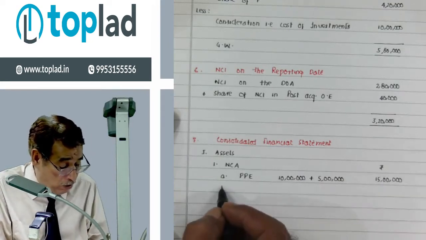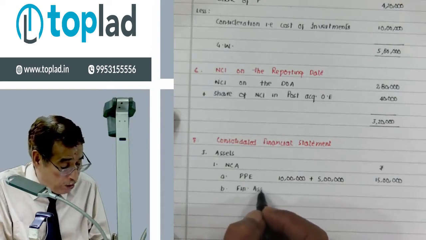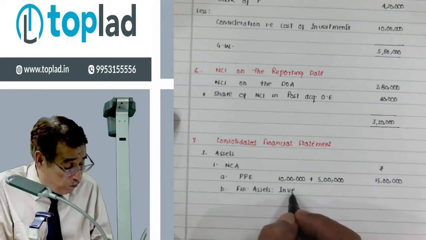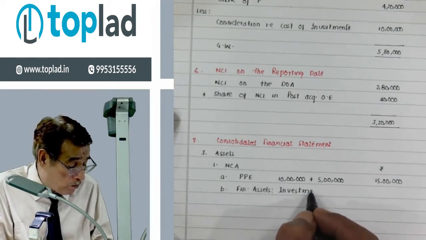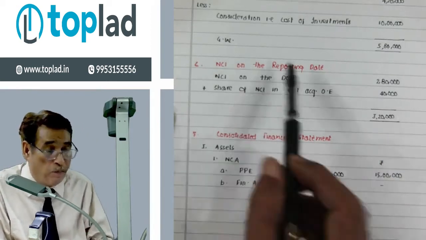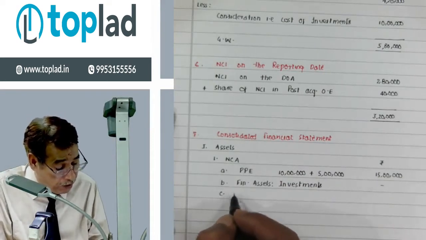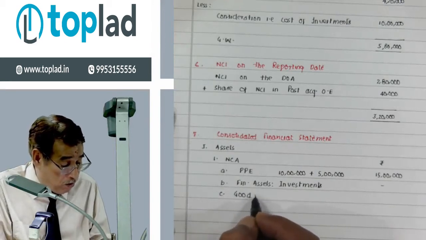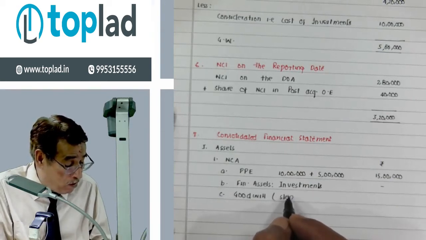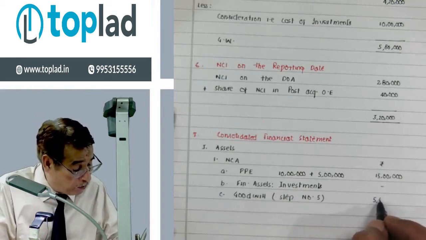Correct? I also told you about financial asset, and you need not mention it. Financial asset, that is investments, will not be presented in the consolidated balance sheet because it is already used to compute the goodwill. Then you must not forget to write goodwill. As per your step number 5, you computed the amount of goodwill as 5,80,000.